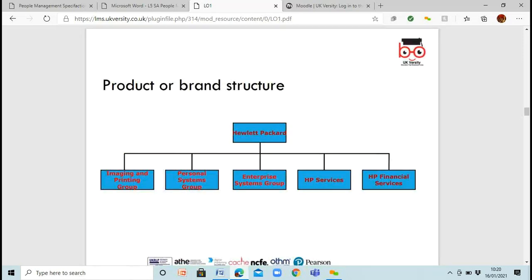Then we've got an image here about a product or brand structure. So we're just looking at Hewlett-Packard. They have a division where they do imaging and printing. They've got a personal systems division, an enterprise systems group, HP services, and HP financial services. So this is just an idea of one of the brands.